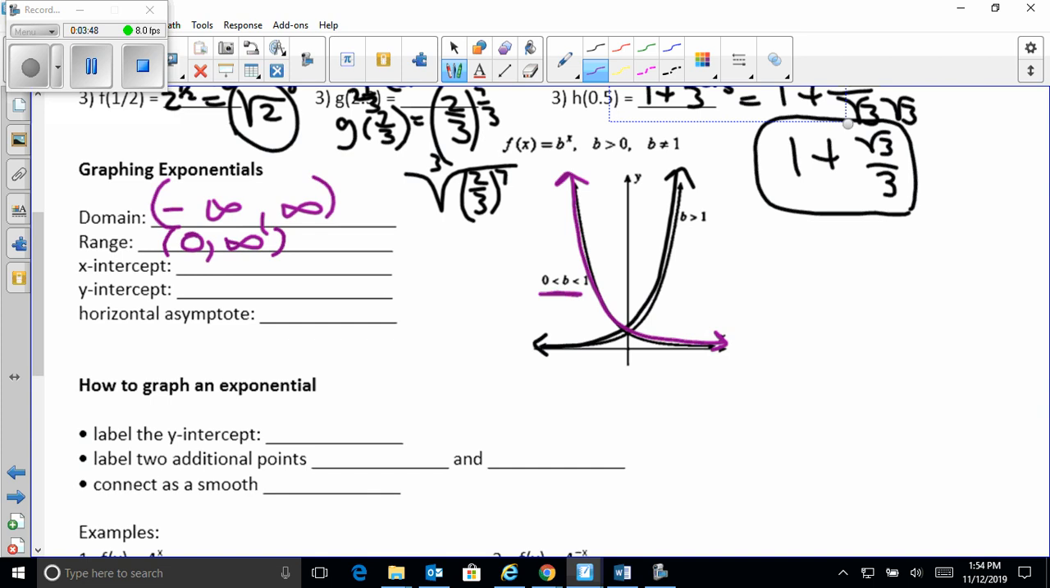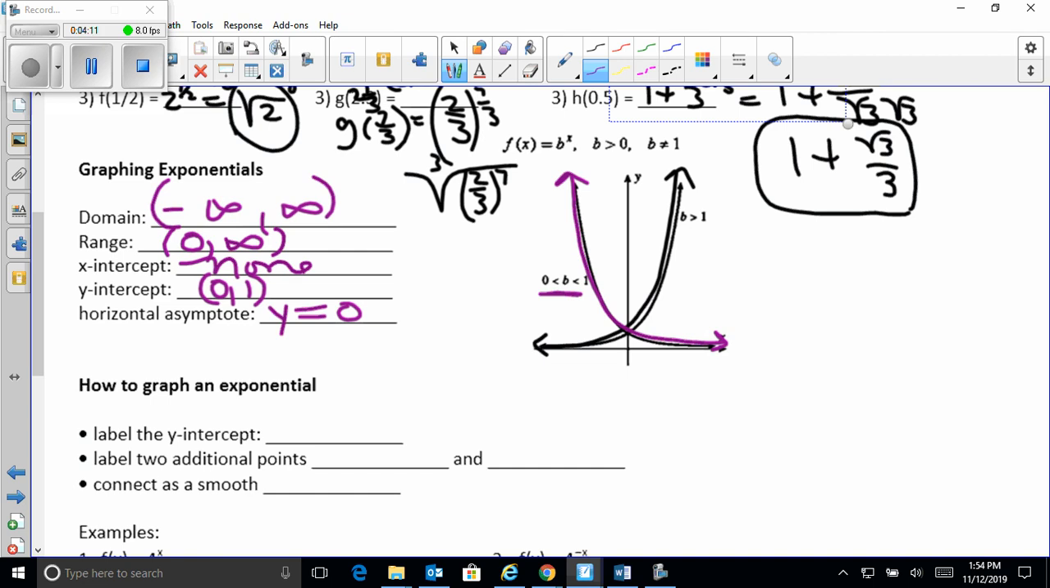X-intercept, where does it touch the x-axis? It doesn't. In fact, that is a horizontal asymptote right there. So y is equal to 0. Our x-axis is a horizontal asymptote. And our y-intercept is always going to be at 0, 1 for our parent function. So that's the general information.